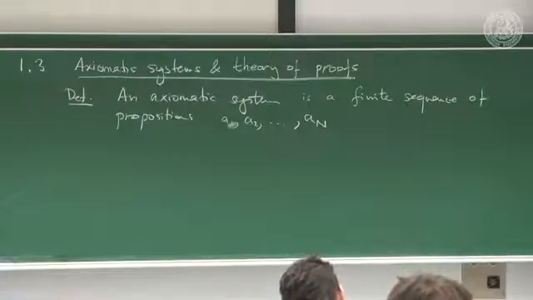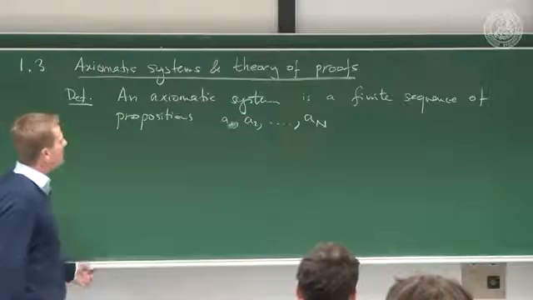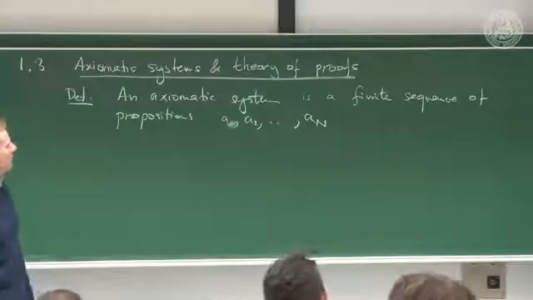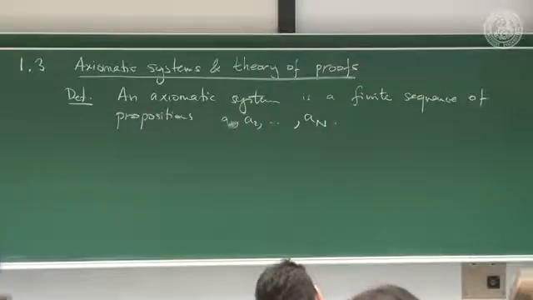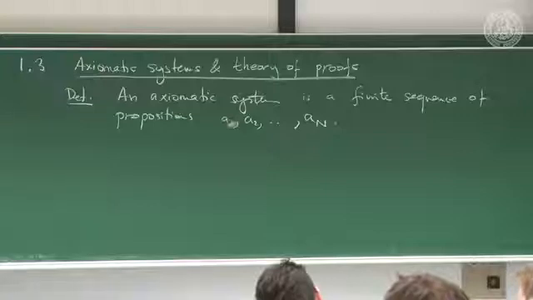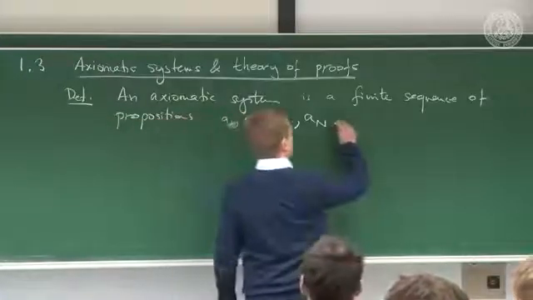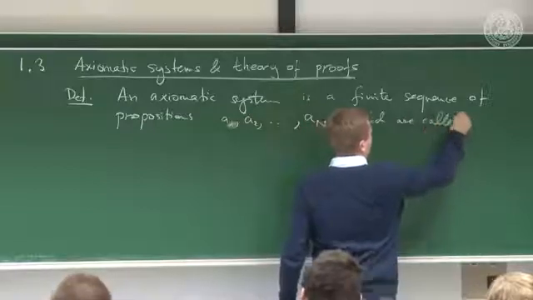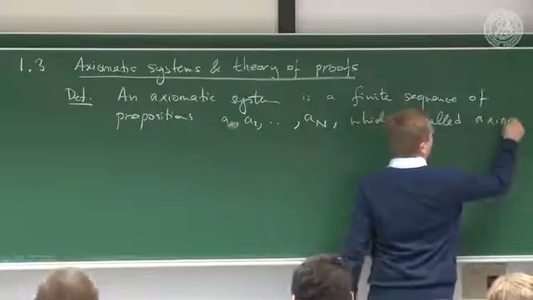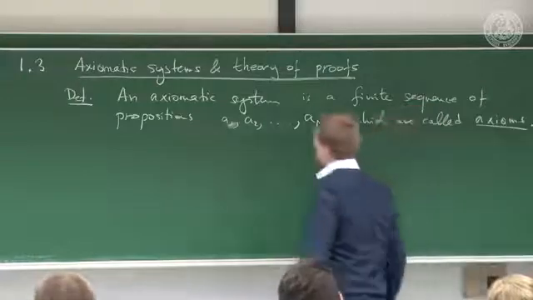It's all right. Okay, so an axiomatic system is a finite sequence of propositions. And these propositions are called the axioms. Full stop.